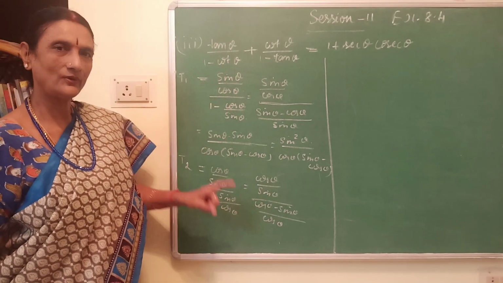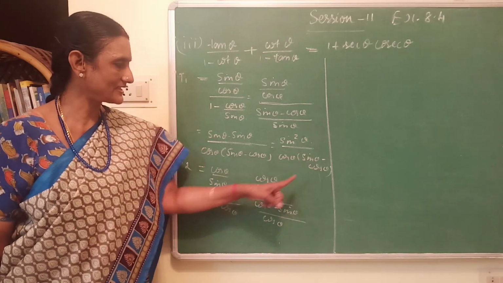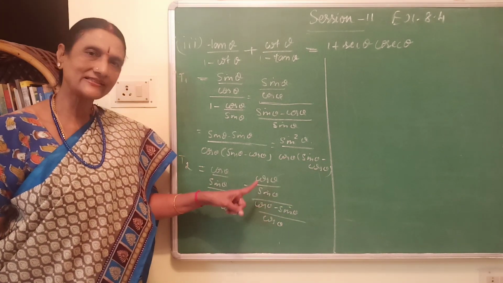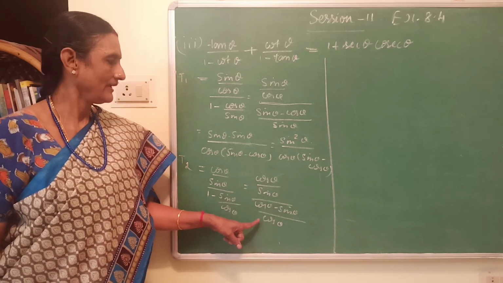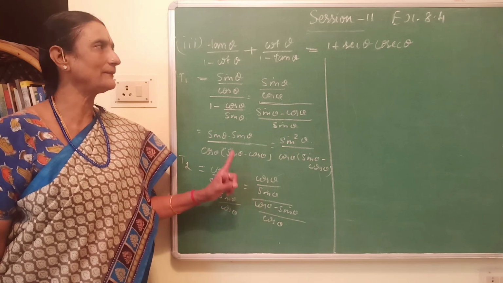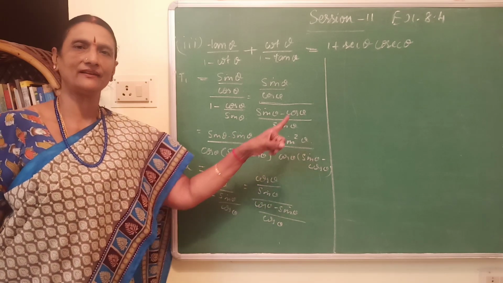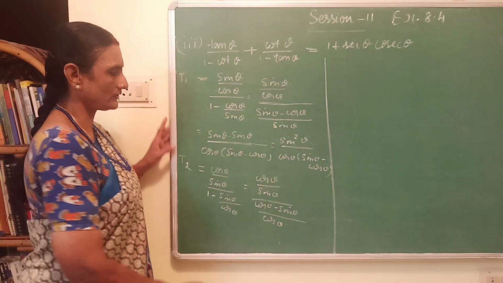Understood? Why am I doing this? In order to have the same term sin theta minus cos theta as the common term, I am implementing a small change here. So we have to make such changes in order to simplify your work and proceed further to get the wanted result. So this is the way I have to do it.